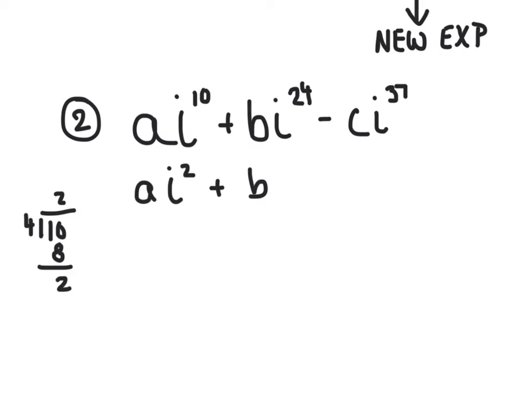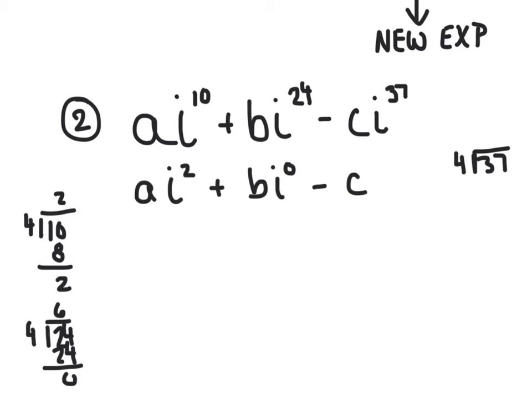And when I divide the 24 by 4, let's see what I get here. I'm going to show my work. I get 6, 24. That's a remainder of 0. So I got i to the 0 minus c. And I can do 37 divided by 4. Let's see, goes in there 9, 36, remainder of 1. So that'd be i to the first.